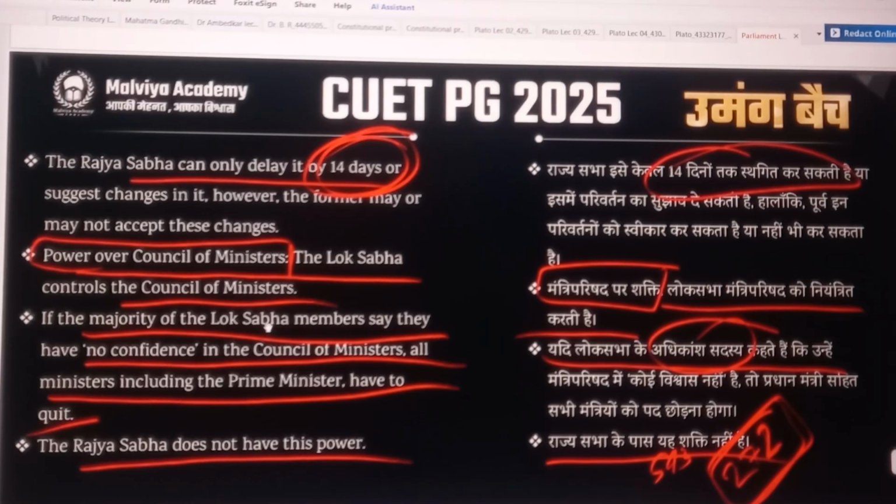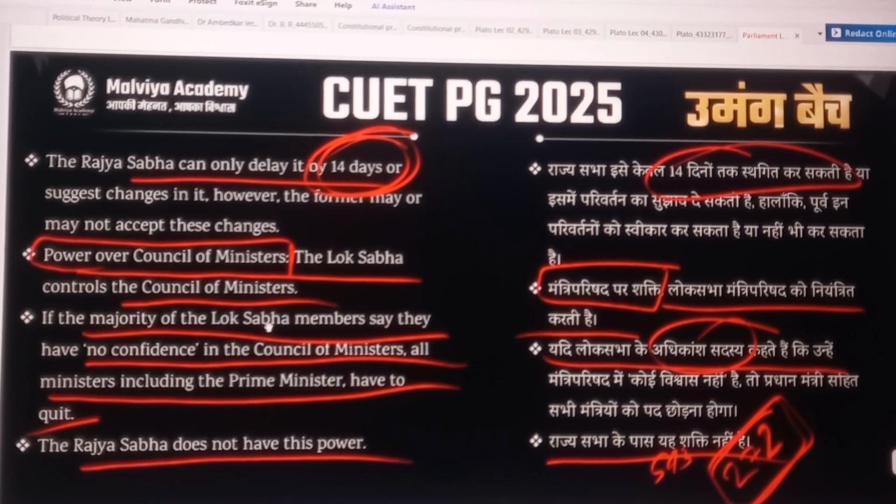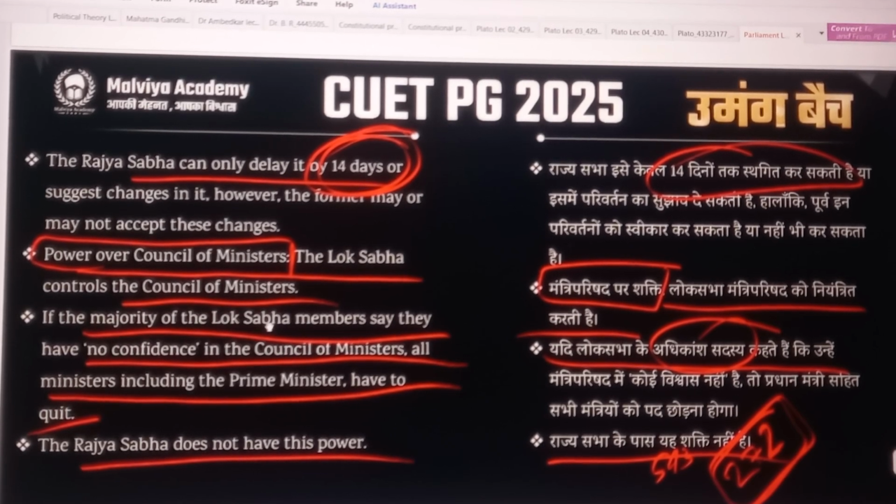Next, the Rajya Sabha can only delay it by 14 days. In a money matter law, Rajya Sabha can only delay it by 14 days or suggest changes in it. However, the former may or may not accept these changes. Means they can't reject it, but Rajya Sabha can delay it for 14 days.